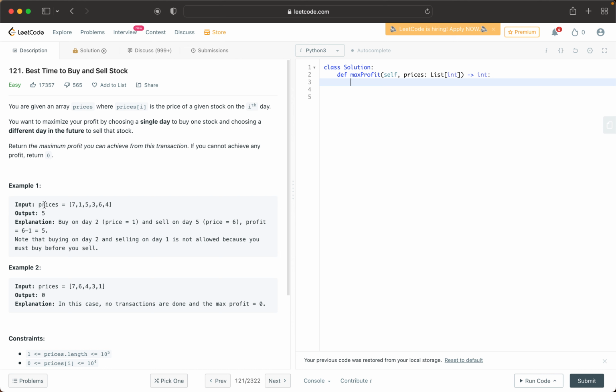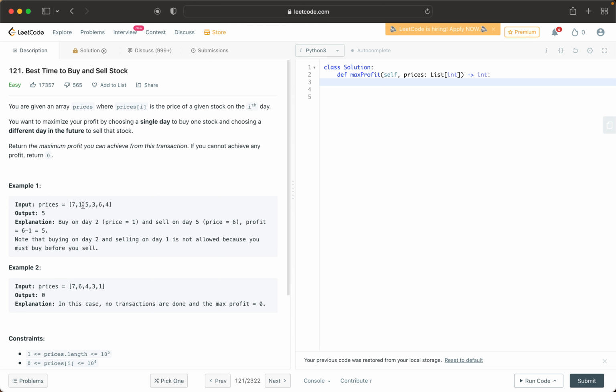So let's take the first example where the stock prices are given as 7, 1, 5, 3, 6 and 4, correct? The minimum stock value in this given data is 1. So we can buy the stock on the second day, where the price is 1. And as per this example, they say we are selling the stock on day 5, which is at 6. So we made a profit of $5, or euros, anyway.